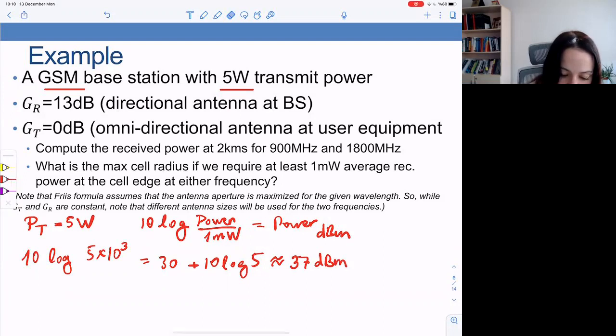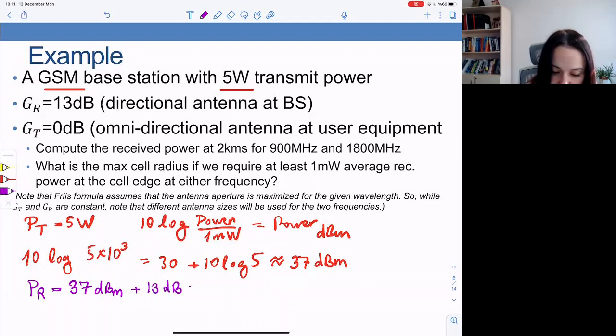And they're asking us to compute the receive power at 2 kilometers for 2 different transmit frequencies. So PR is 37 dBm plus GT, which is 0 dB, so this is GR, this is GT.